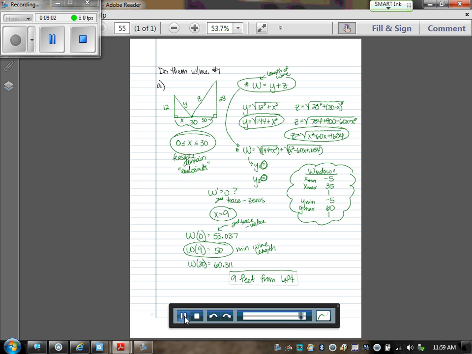If you'd switched the labeling on your picture and you switched the x and the 30 minus x, then you might have gotten something like 21. That's fine, but then you need to say 21 feet from the right. So just depending on how you labeled your picture. Okay, there's the first example. Hope that helps. Guys, we'll do the second one in a second.